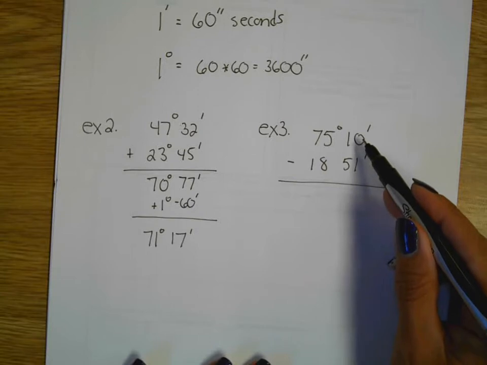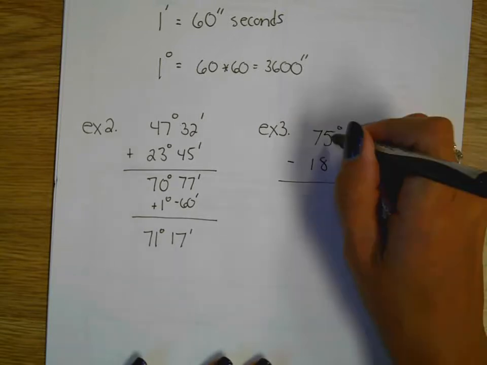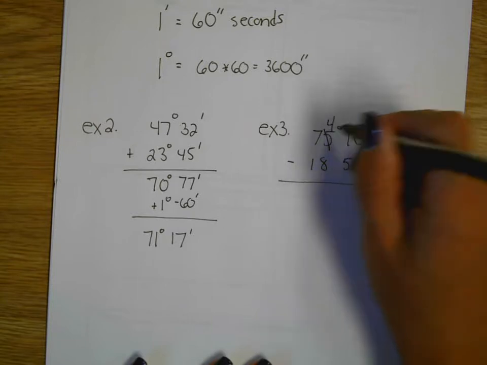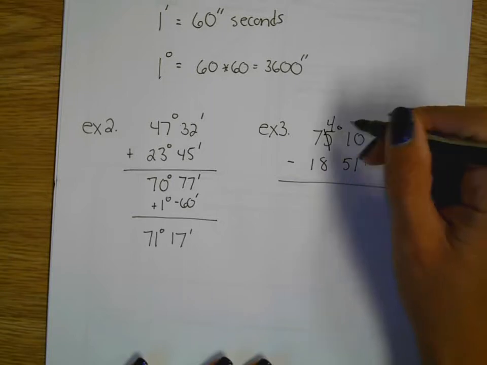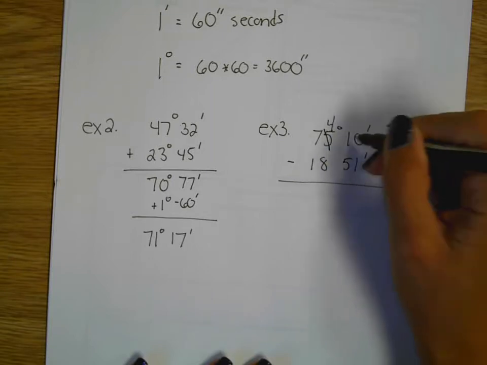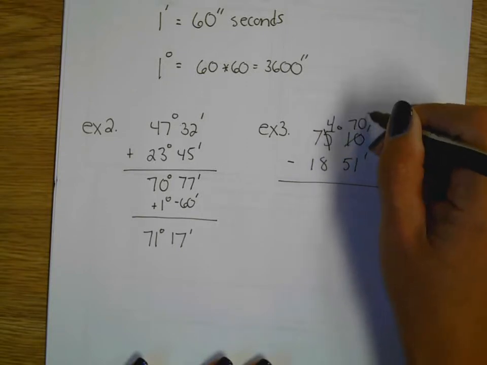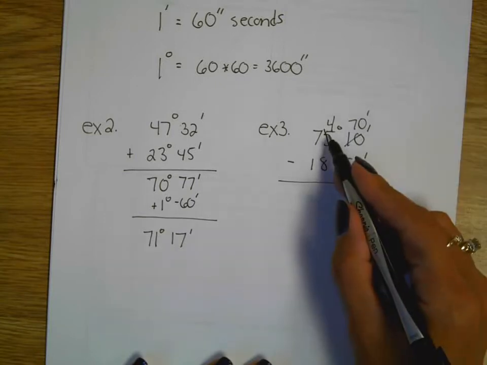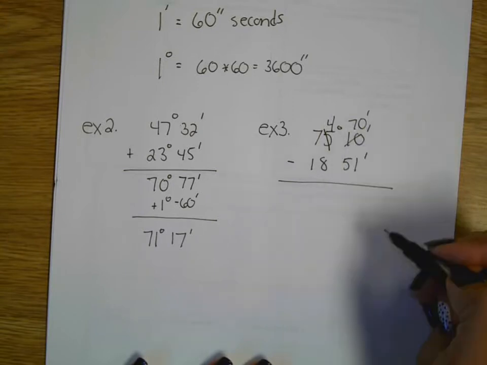Adam? Borrow. Is that where you learn to subtract, 2nd grade? Isn't it? I think so. Borrow. We got to borrow. What are we going to borrow? I'm thinking we're going to borrow a degree, so we're going to bring this down to 74 degrees. What does it come over as? How many minutes is this 1 degree? 60. So I'm going to add 60 onto this, so I will be starting with 70. Everybody catch that? We borrowed 1 degree, but 1 degree is 60 minutes, so I add 60 to the 10 that I had. I'm actually starting with 70 minutes over here.